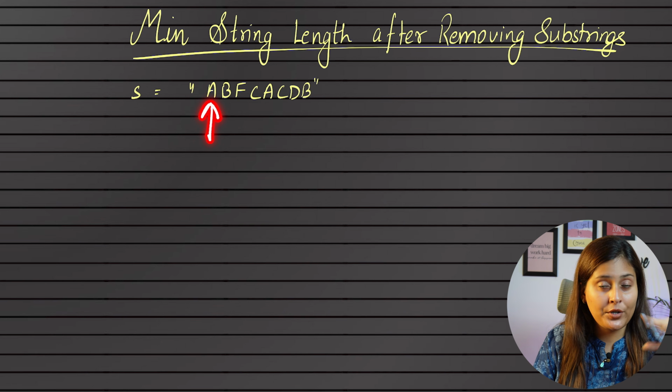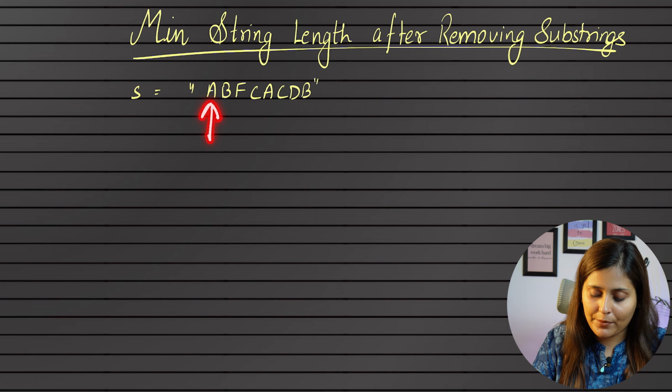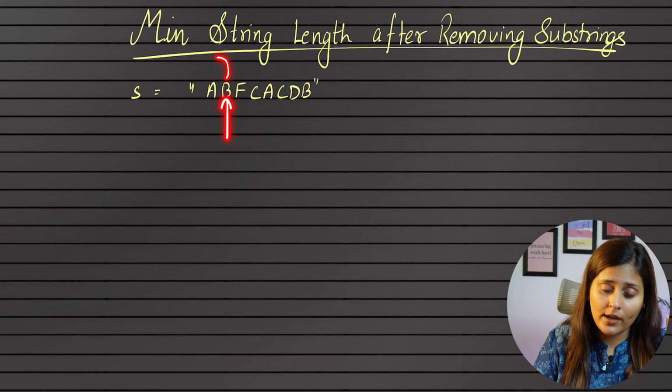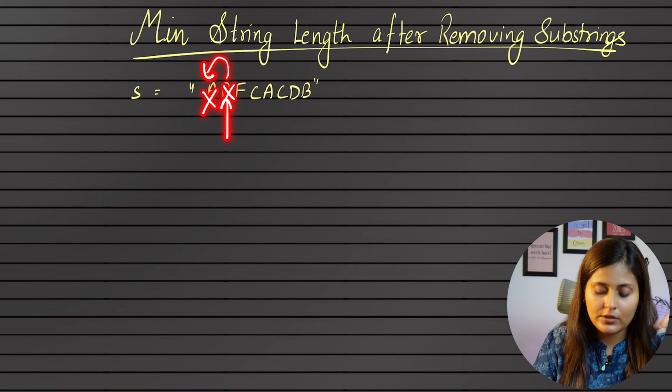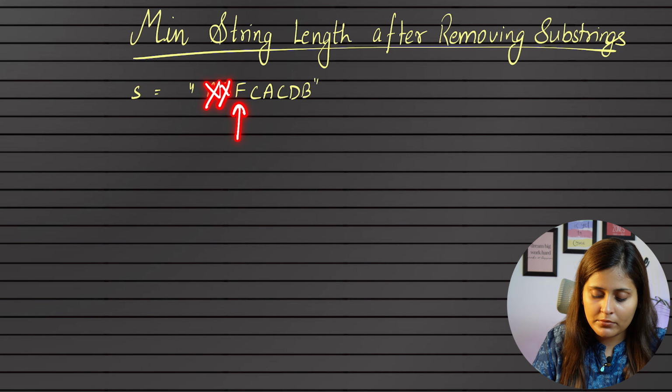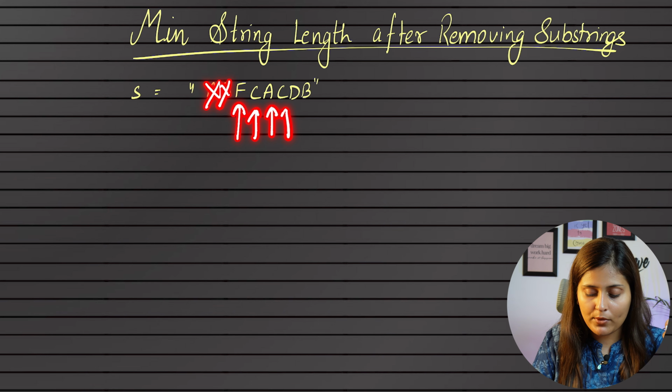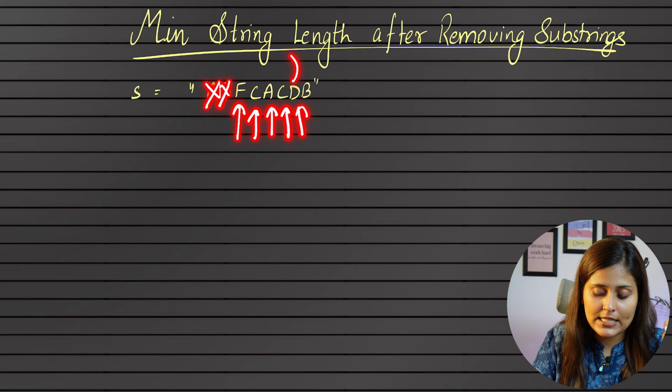We will be at A, we don't have to delete anything. We will be at B, we will check the previous one. Now we can delete both. Similarly, we will be at F, correct? No problem. C, no problem. A, no problem. C, no problem. Now we are at D and the previous one is C. This we have to delete. Again, this current character B matched with the previous character A. Again, this will also be deleted.